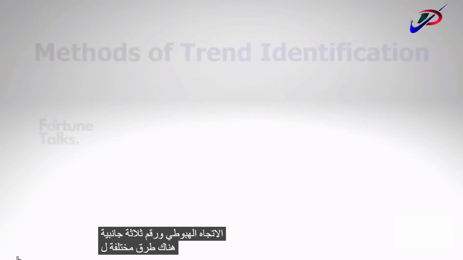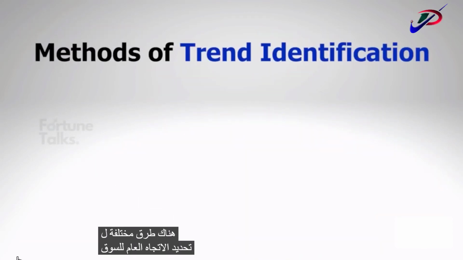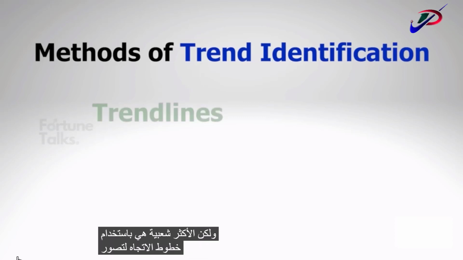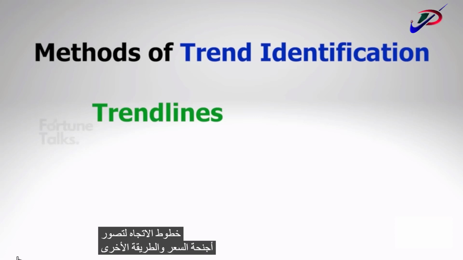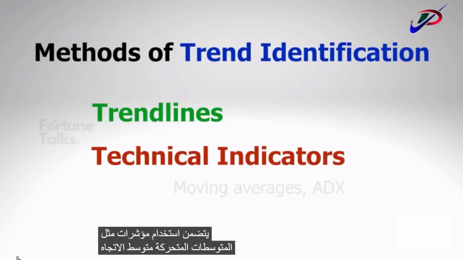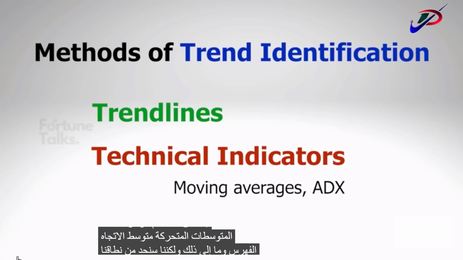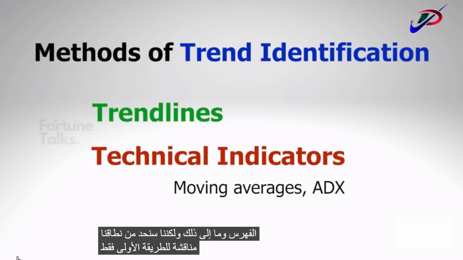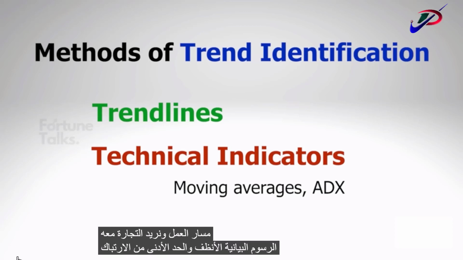There are different methods to identify the general trend of the market, but the most popular ones are by using the trend lines for visualizing the price swings, and the other method includes the use of indicators like moving averages, average directional index, etc. But we will limit our discussion to only the first method. The simple reason being this is a price action course and we want to trade with cleaner charts and minimum confusion.